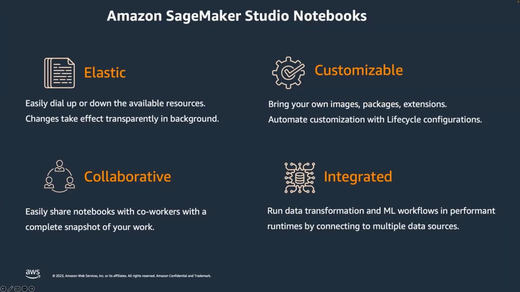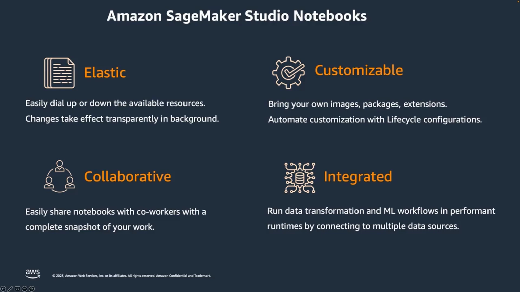So SageMaker Studio Notebooks supports elastic compute where you can dial up and down your resources. For example, let's say you started with a notebook with a T3 medium instance and later realized that for local development, you needed to have an M5 large. Then you can easily change that.